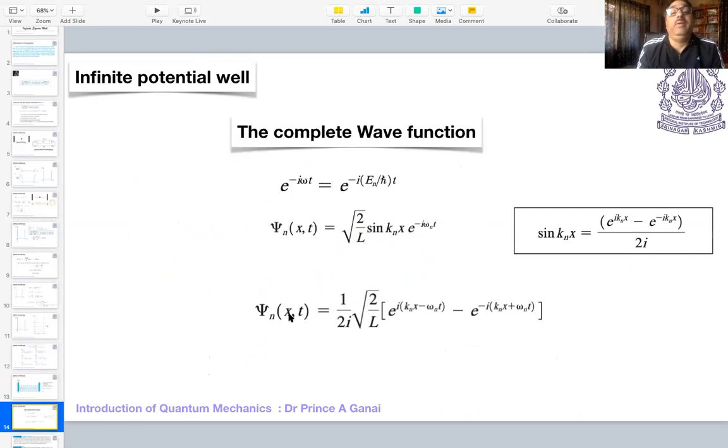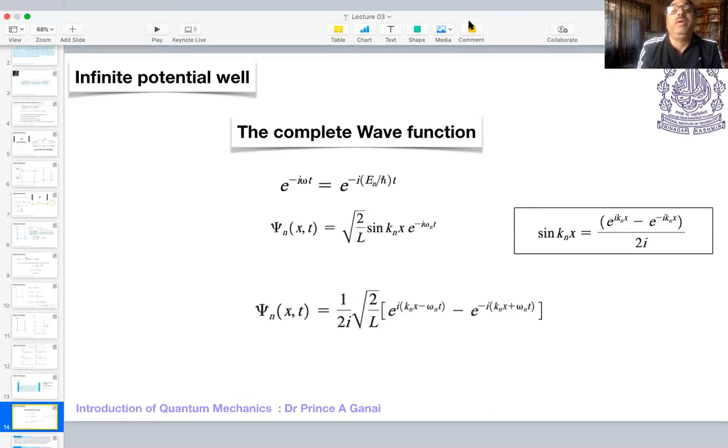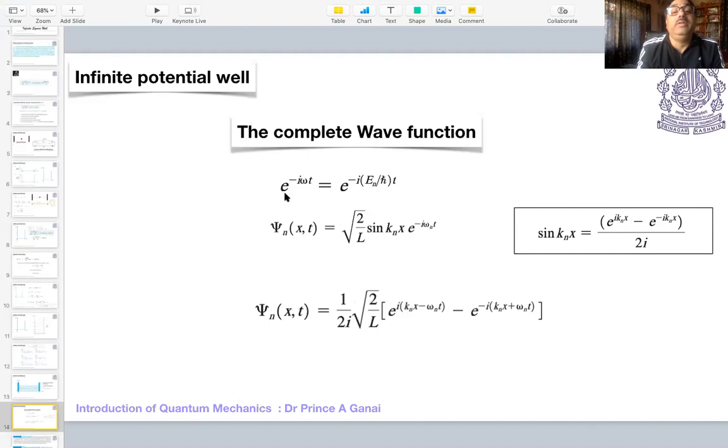Then we can also write the complete wave function, since the time dependent part has this solution. The time dependent part we have already solved. The solution for the time dependent part is e to the power i omega t, or e to the power minus i E by h bar into t. And therefore the complete wave function for the particle confined in a potential well is given by the time independent part, root of 2 by L sine of k_n x, multiplied with the time dependent part.